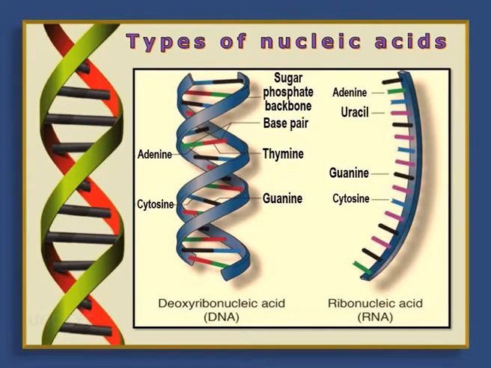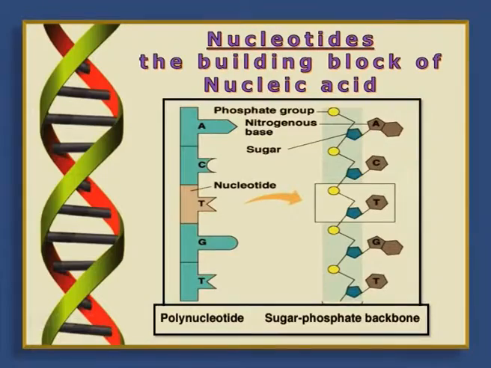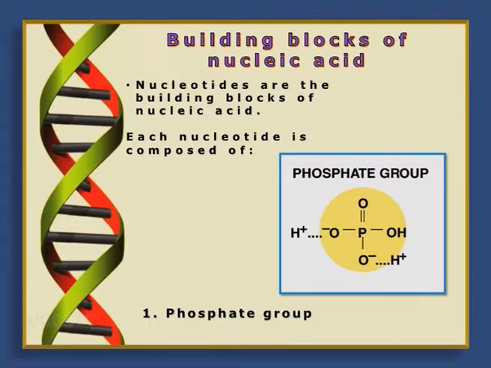Now, after knowing about the nucleic acids and their types, let us see how the nucleic acids are made. The next slide shows the building blocks of nucleic acids. The nucleic acids are nothing but a polymer of nucleotides. Now the next question is, what are nucleotides? The nucleotides are the building blocks of nucleic acids. Each nucleotide is composed of three subunits. Let us move on further and see what the subunits are.